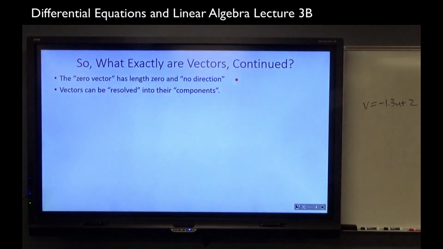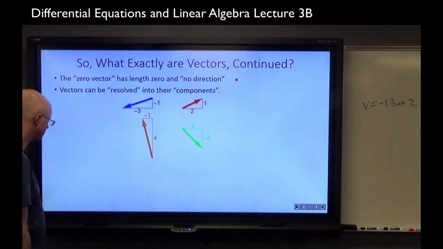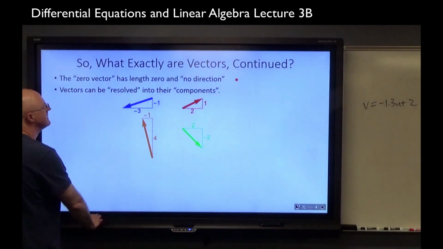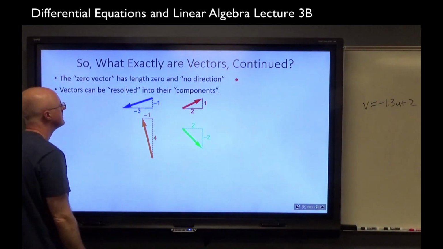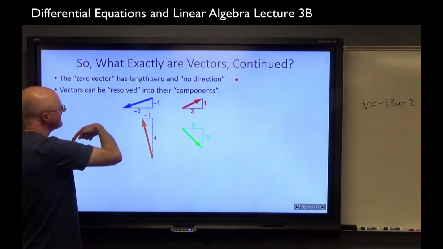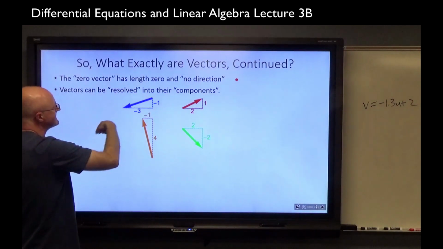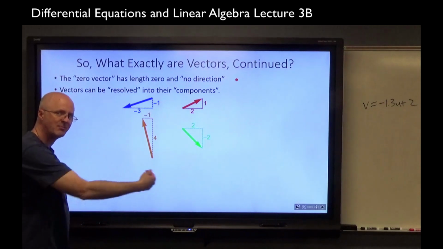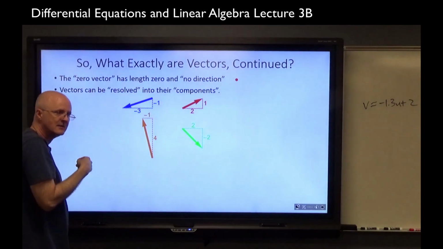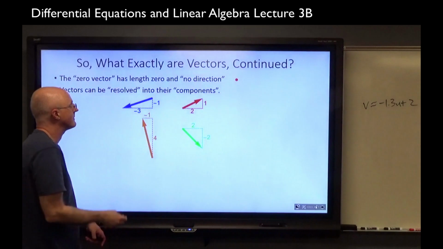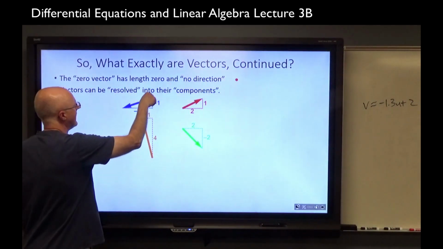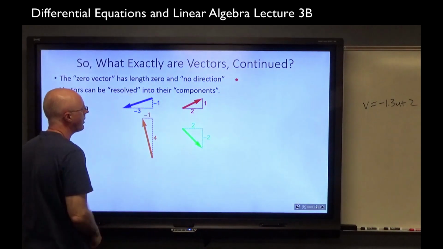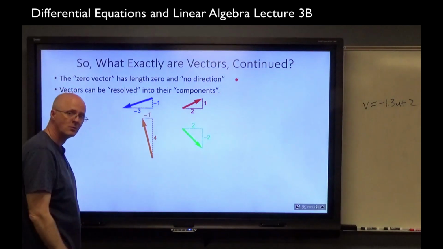Vectors can be resolved into what I call their components. Visually, we can imagine it this way. So this blue vector points to the southwest, you might say, or west-southwest. It's got a horizontal component of -3 because it's pointing to the left. You want to think of leftward as negative, rightward as positive, typically. At least you want to imagine that. And it's got a vertical component of -1 because it's pointing downward.